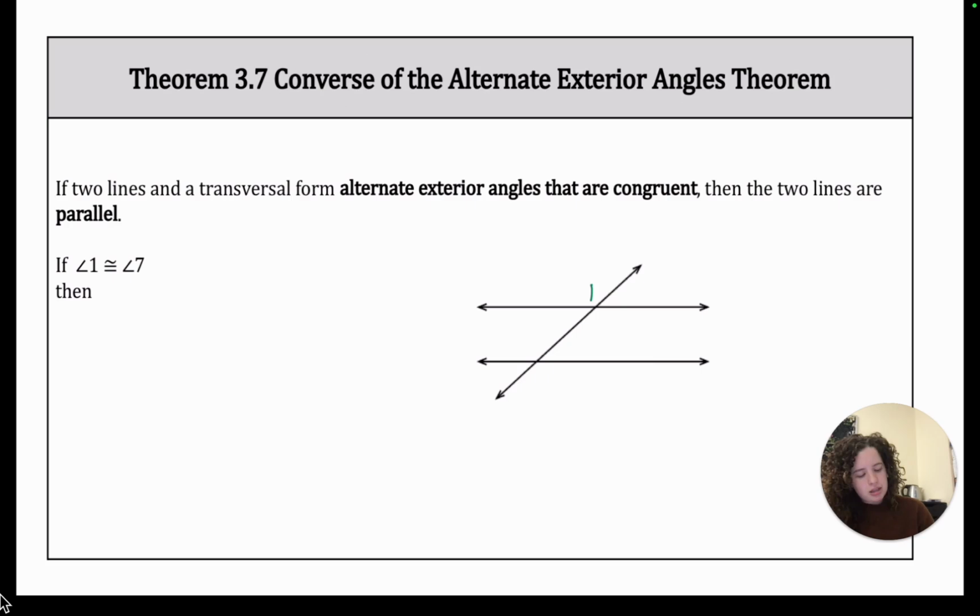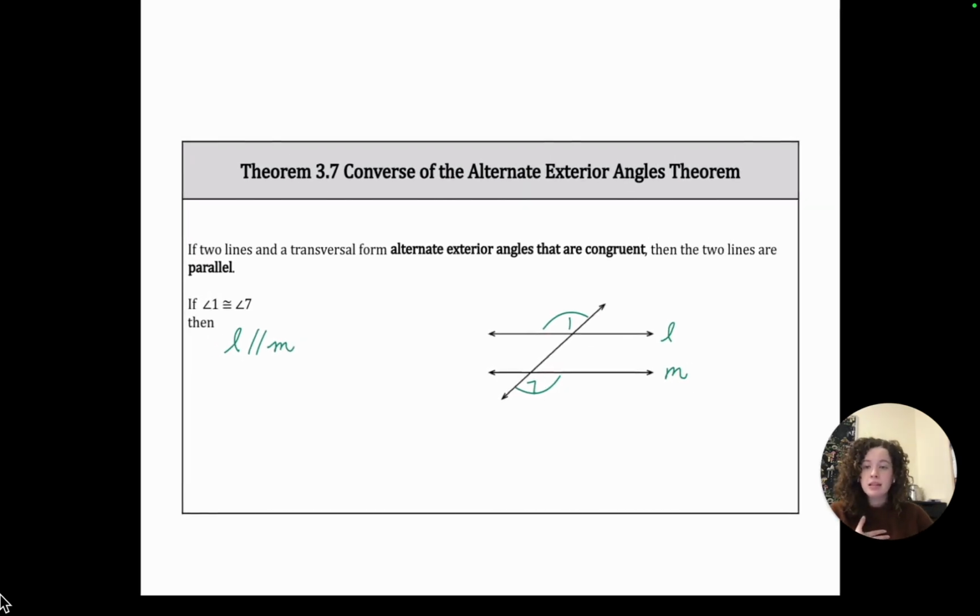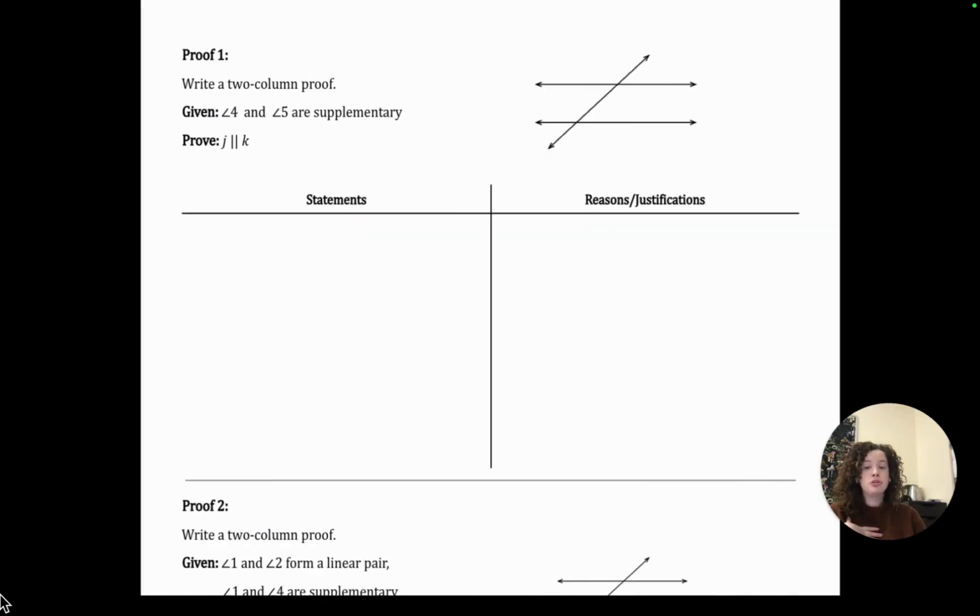So I'm going to label this angle 1 and this angle 7. We are told that if angle 1 is congruent to angle 7, right? So we are using our arc marks to demonstrate that they are congruent. This is line L, this is line M. Then the two lines are parallel. So line L is parallel to line M. Done. Theorem's done.